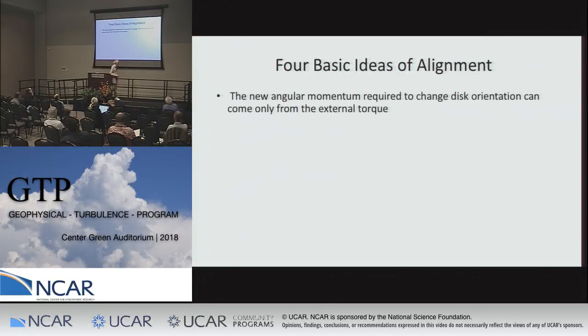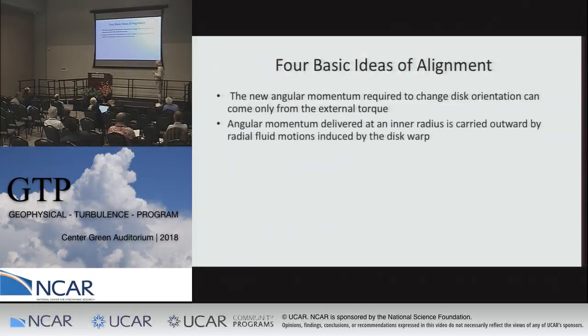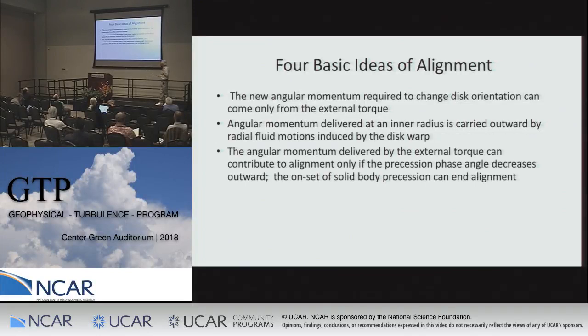Okay, so here's the basic idea. The angular momentum that changes the disk orientation comes from the external torque. That's the only source. The angular momentum that's put into the disk in the inner regions is carried outwards by radial fluid motions by the disk warp. The angular momentum delivered by the external torque can contribute to alignment only if the precession phase changes. That is, you need differential precession. It doesn't help to move the same fluid into another region where the vector is in the same orientation.